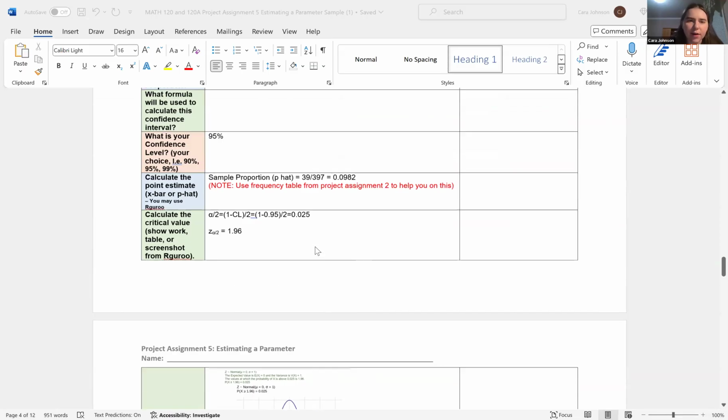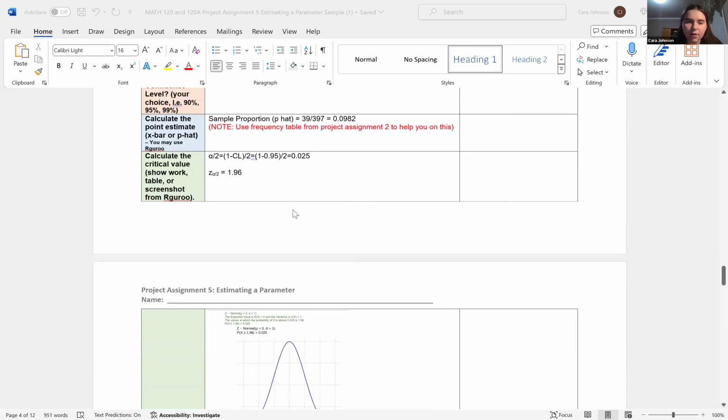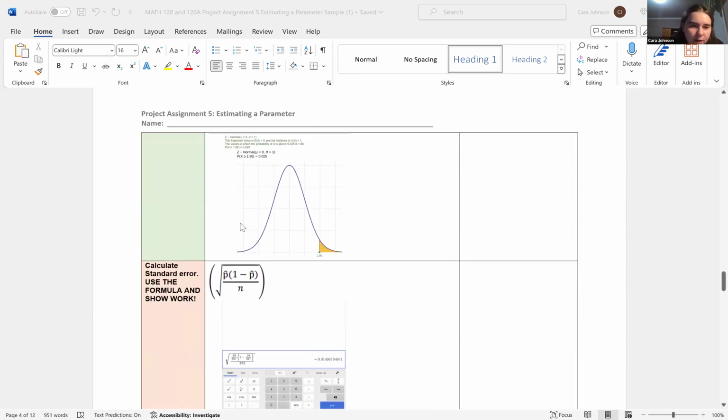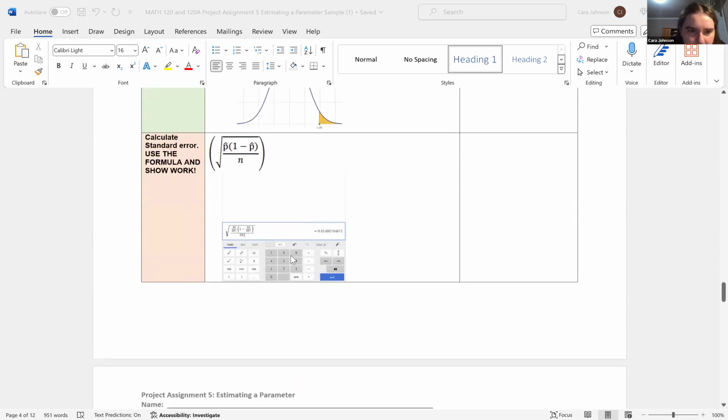So that's our critical value. So this is the critical value, this is the margin of error. I'm sorry, this is the critical value, this is the standard error. Then multiplied together is the margin of error. So my standard error is going to just be this part here. So I'm going to put it into the Desmos calculator and then take a screenshot and put it in here.